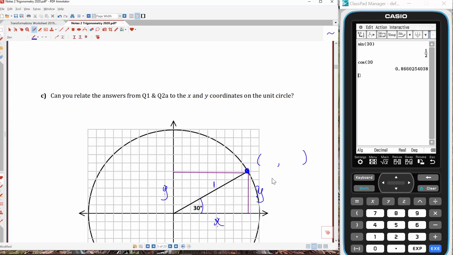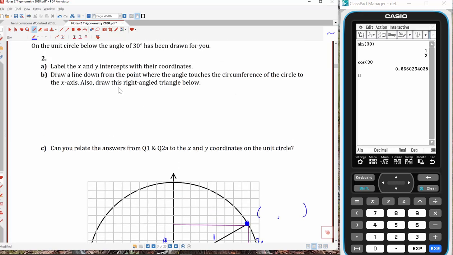What we're interested in is, if we want to describe the coordinates at this point here, we want to get this x value here and this y value here. All right, so let's see exactly what we're supposed to do. Label the x and y intercepts with their coordinates.